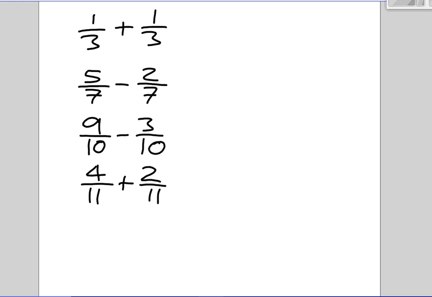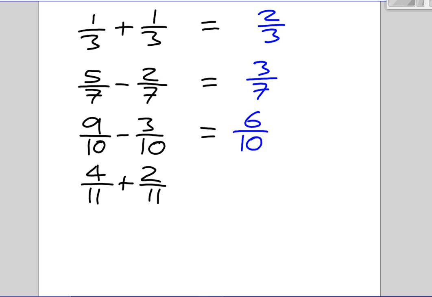So, go on, who's going to go for the top one? 1/3 plus 1/3, what do you think? 2/3? I think so. 5 over 7 take away 2 over 7. 3 over 7. Do you get that? Right. Next one. 9 over 10 take away 3 over 10.